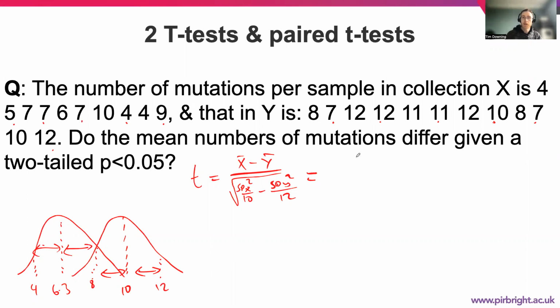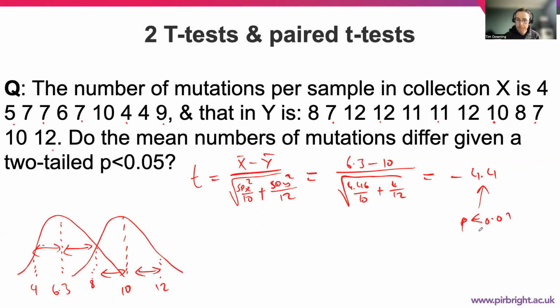So we can get our calculation: 6.3 minus 10 divided by the square root of 4.46 over 10 plus 4 over 12. So you can see with a bigger sample size here, we actually might find that our t-value is slightly bigger as a consequence. So in this case, we find that our t-value is actually minus 4.4. So you know straight away that that is quite extreme, and that our p-value will be less than 0.01.